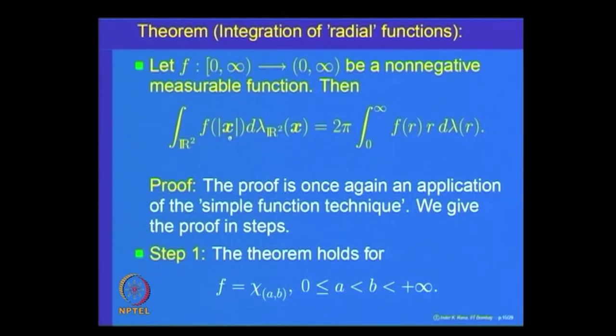And what is this f? The indicator function of a b evaluated at the absolute value means you are integrating in the annulus region between the limits a and b. So, it is pi b square minus pi a square. So, in that case it is just equal to pi of b square minus a square. So, both sides are nothing but the result that we discussed just now, that the area of the annulus region is equal to pi b square minus a square. So, step 1 is for the indicator function, it is that result.